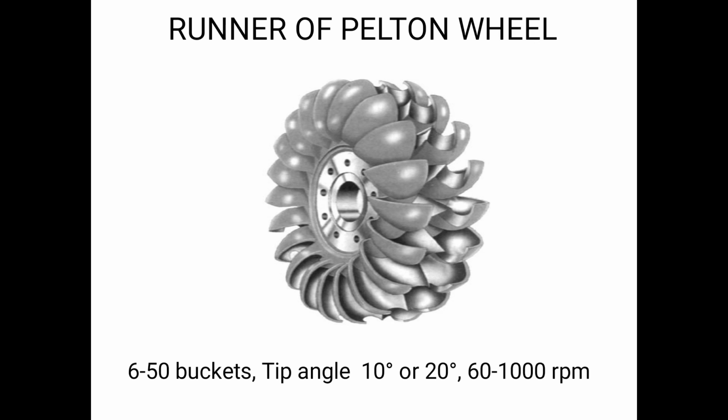This image shows the runner of the Pelton wheel turbine. It is around 30 to 50, or 16 to 50 buckets are there. So around 30 buckets you can see. The tip angles, that is 10 degrees to 20 degrees, we are going to see during numericals, and the speed is around 60 to 1000 rpm depending on the number of buckets.